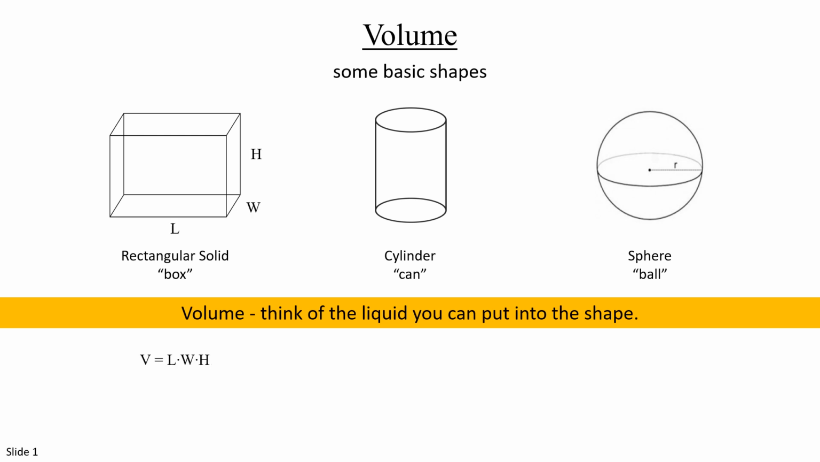So for a rectangular solid, volume is length times width times height. For a cylinder, the volume is pi times radius squared times height. And for a sphere, the formula is 4/3 times pi times radius cubed.